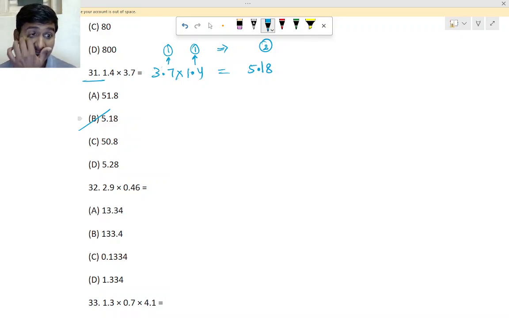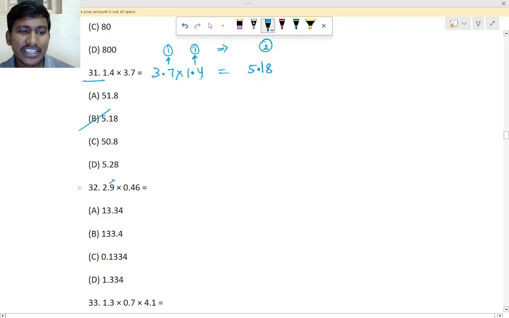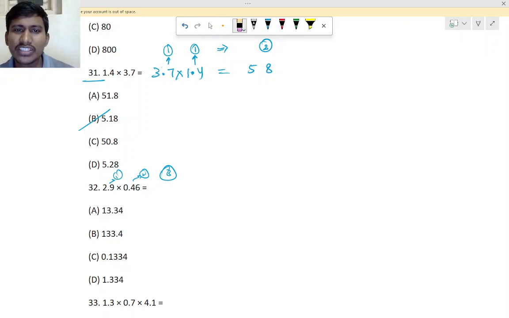Will you do like that then? 32 and all. Here 1 decimal place, here 2. So total 3 decimal places we have to give. Okay? So you first multiply normally. What you have to do? You have to multiply these two numbers normally. 1 decimal place here, here 1 decimal place. Okay? So in the answer we have to give how much?